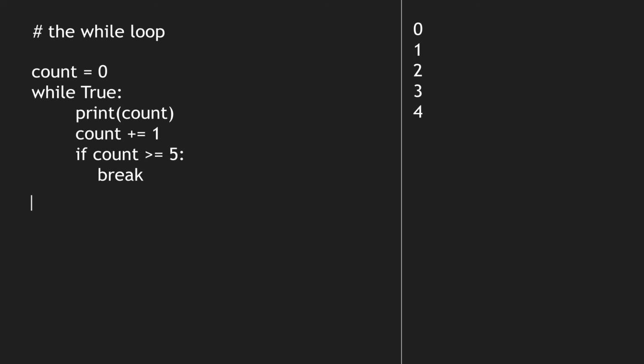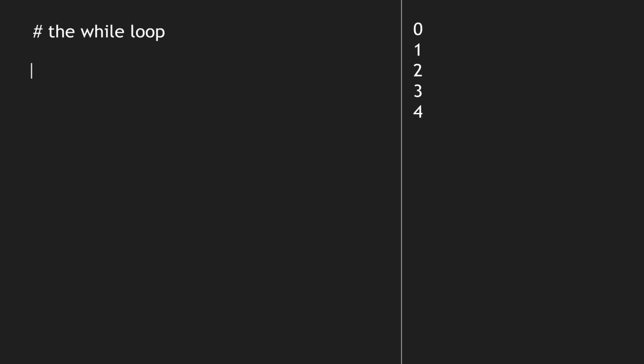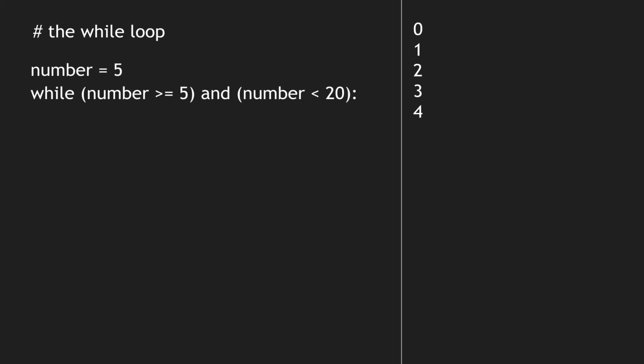Let's say we want to print all even numbers between 5 and 21. We can set number equal to 5 and say while number is greater than or equal to 5 and number is less than 20, number plus equals 1. So we are just trying to change it. If the remainder of dividing by 2 is not equal to 0, then continue. Then we print the number at the bottom.